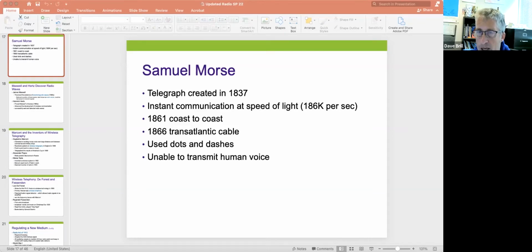So we can't start radio or the history of radio without talking about Samuel Morse. Now, you may have heard of him. You may have heard of Morse code. Morse code, of course, if you've ever heard it, is the dots and the dashes, that kind of thing that you can hear.